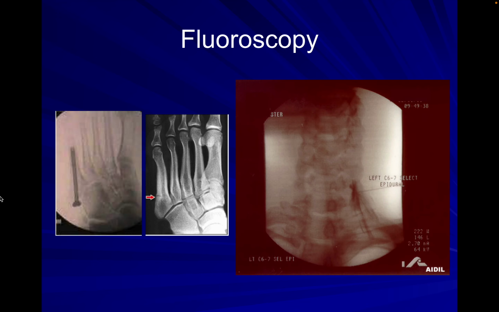And here's an example of some of the images that are created. You can see on the image on the right portion that there is a fracture to the base of the fifth metatarsal. And then you can see the fluoroscopic image on the left side of that, showing a pin that was inserted to assist with the healing of that fracture. And on that right side, you can see a cervical spine where they likely were doing an injection into the epidural space.